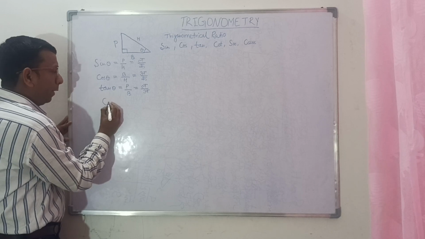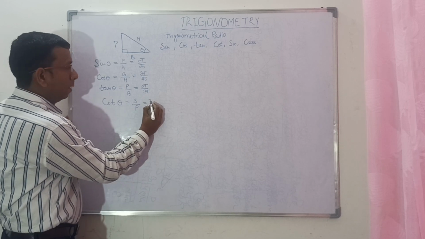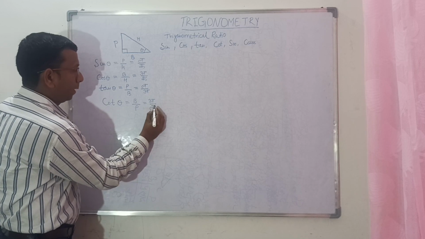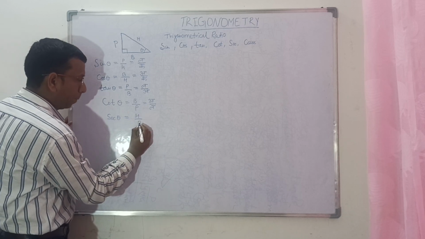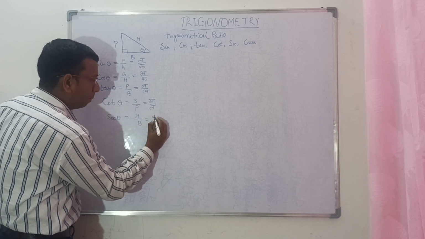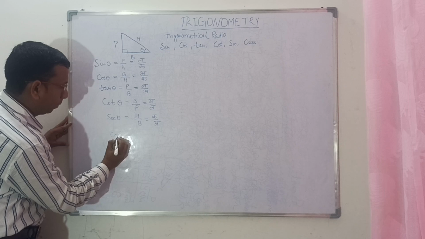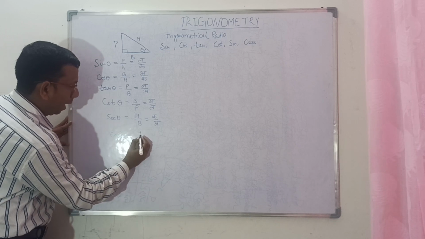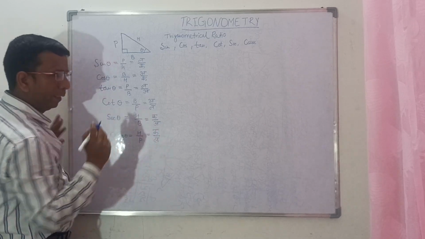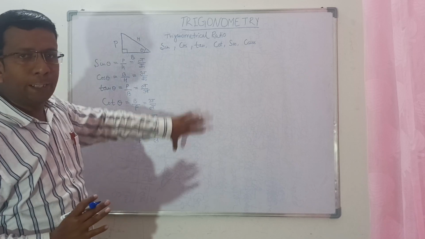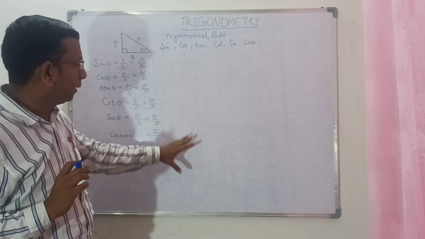Okay. Similarly, we can write here cot theta is equal to the base upon perpendicular, which is आधार बटे लंब. Same way, sec theta is equal to the hypotenuse upon base, which is कर्ण बटे आधार. Same way, cosec theta is equal to the hypotenuse upon perpendicular, which is कर्ण बटे लंब. Dear student, its brief study is already present in my previous lecture. If you see that, you can completely understand how it is written.